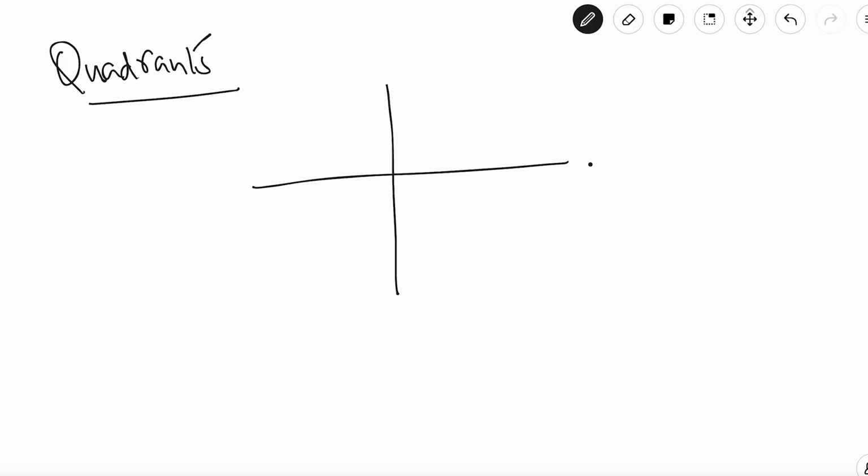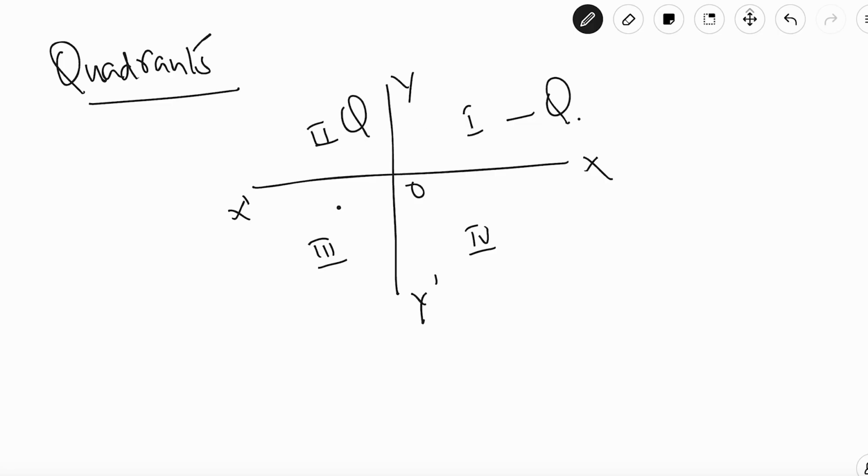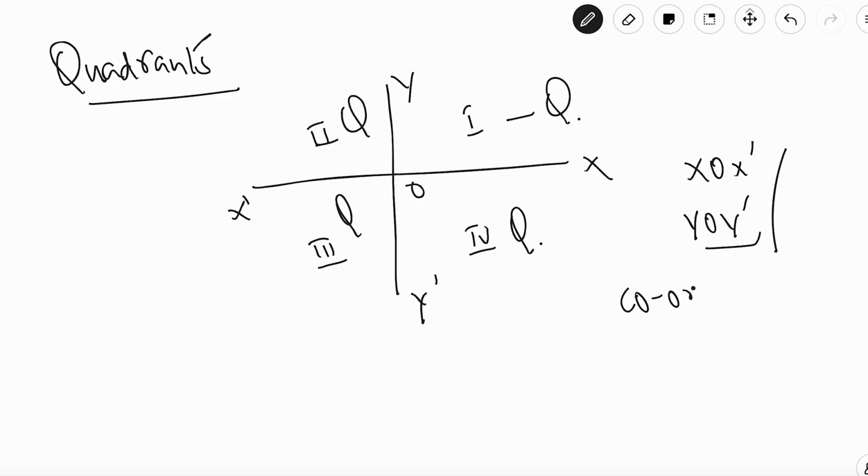Next we have quadrants. When two lines intersect each other at right angle, we call them XO, X dash, and YO, Y dash. So it basically divides this entire region into four quadrants. This is the first quadrant, this is second, this is third, and this is fourth quadrant. These two lines, XO, X dash, YO, Y dash, are basically known as the coordinate axes.